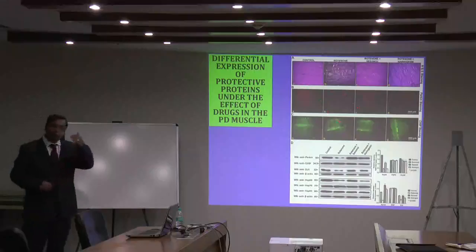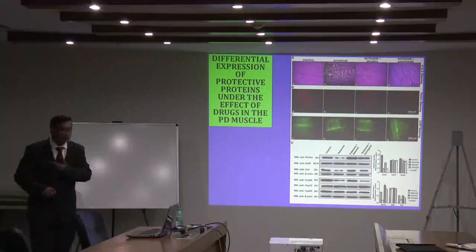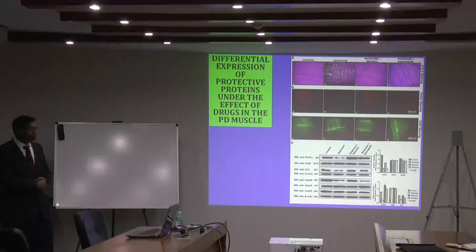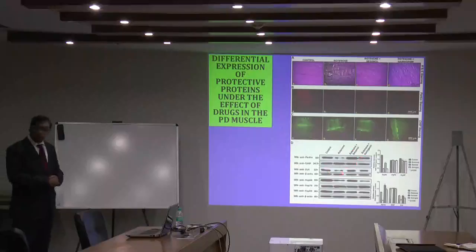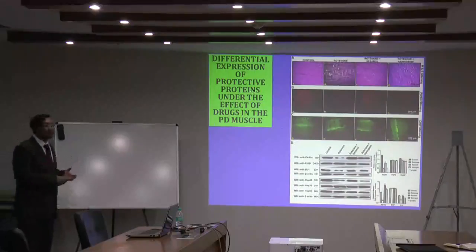So what we have done is, from the same animal from which we dissected out the brain, we dissected out the muscle and stained it, and we found that indeed there is a rescue of the muscle morphology. This shows the different heat shock proteins and the ubiquitin E3 ligase paradigm in the muscle. This is the muscle blot, and again in the case of small molecule and naringenin treatment, the different protective proteins are upregulated in contrast with rotenone alone.